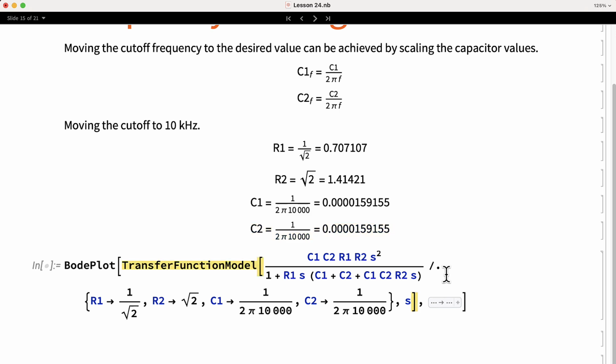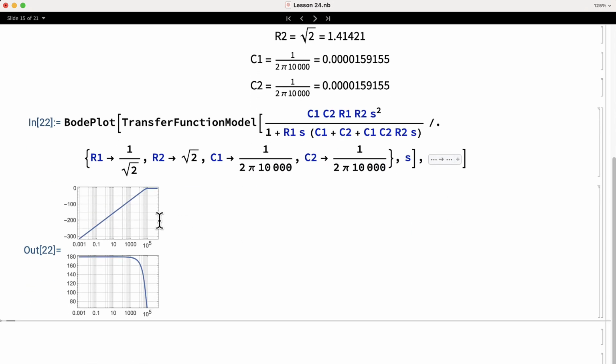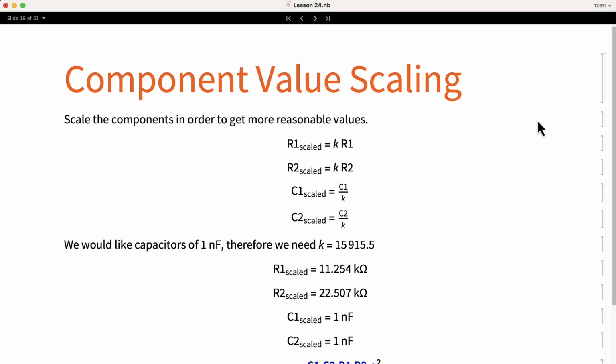We can plot the transfer function and check that effectively the cutoff has been moved to 10 kHz. Still, the values of the resistors are not very convenient. In the next step, we will scale them in order to get better values. To scale the values, we need to use the following formulas. The resistor can be multiplied by an arbitrary value k, and at the same time, the capacitors are divided by k. In this example, I would like to use capacitors of 1 nanofarad.